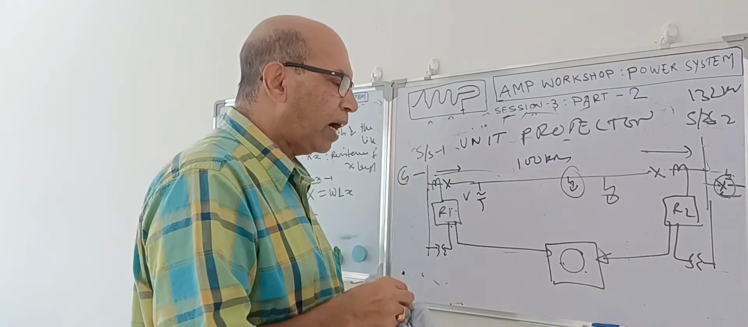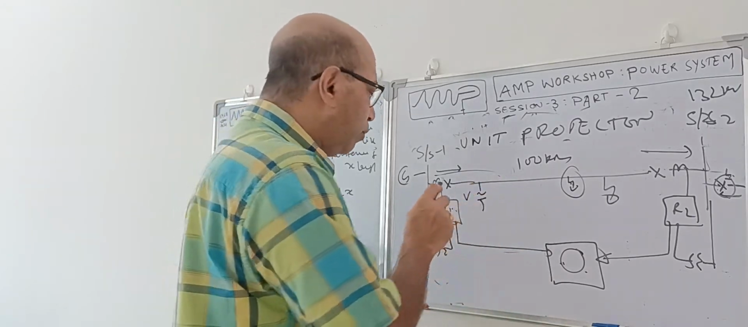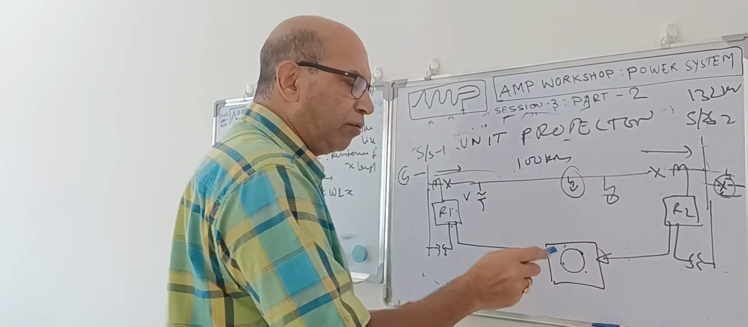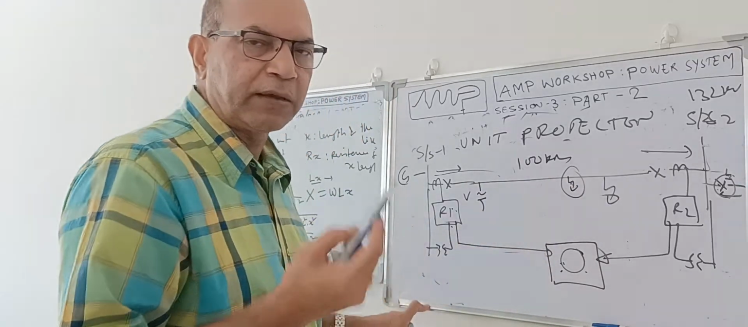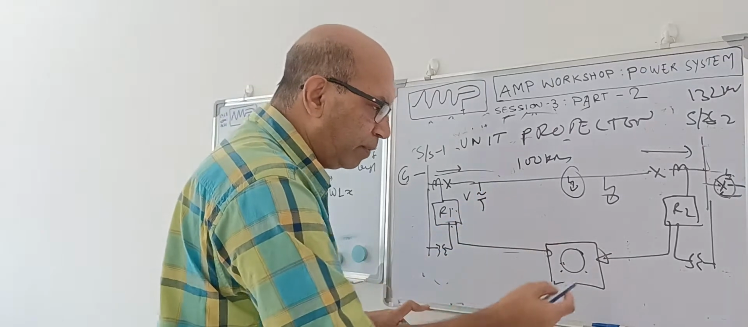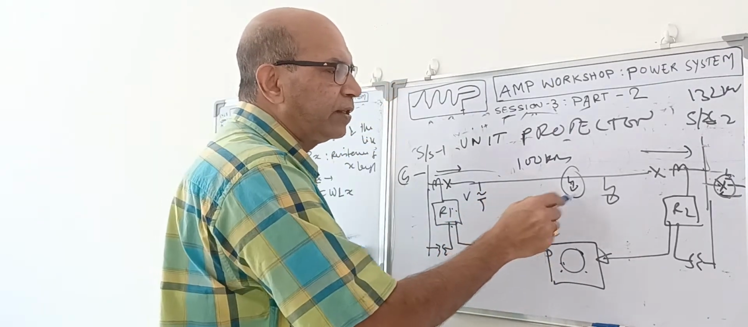Okay, so how do we do that? Simply, as I said, there will be a comparator where both the current and the phase angle will be taken over. The comparator will be checking the current magnitude and the phase angle. By checking the current magnitude and phase angle, the comparator will understand whether the fault is inside or outside.